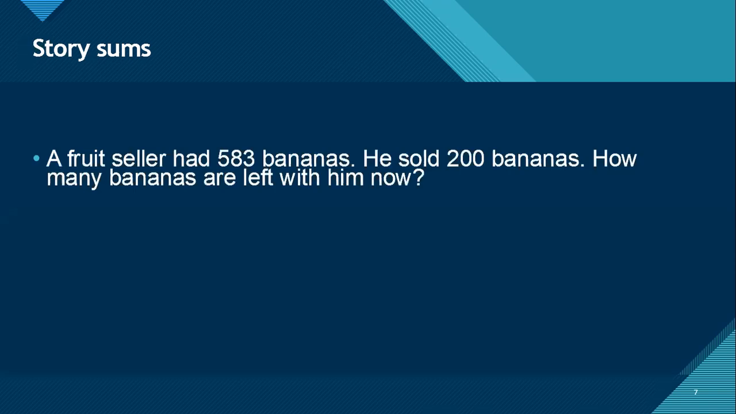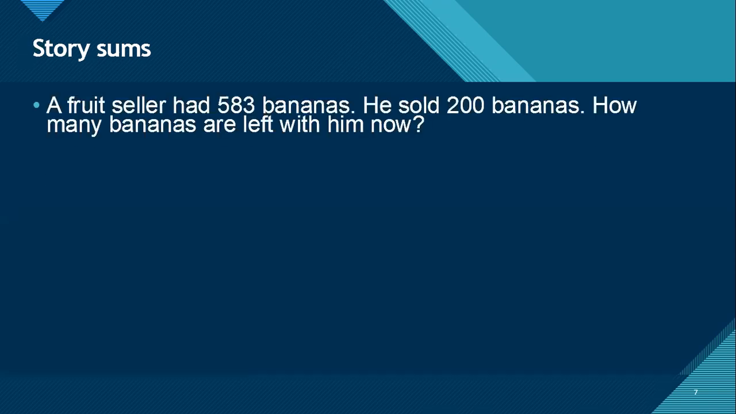Story sums. Let's do some story sums. A fruit seller had 358 bananas. He sold 200 bananas. How many bananas are left with him now? So here is a keyword, left. As we understood in the last video, left is the keyword of subtraction. So in this problem, we need to subtract. Okay. He had a large number of bananas, a higher number of bananas. He sold a little bit. And then how many bananas are with him? So we will solve this problem on the whiteboard. So quickly move to the whiteboard.